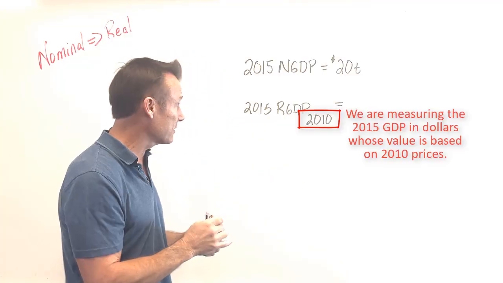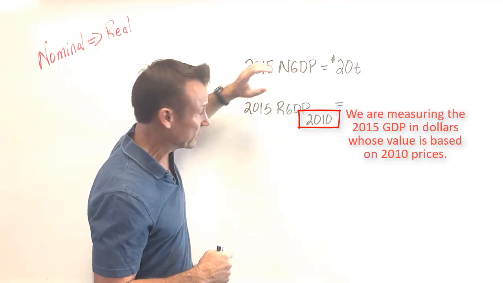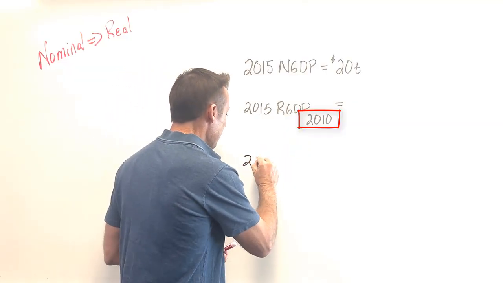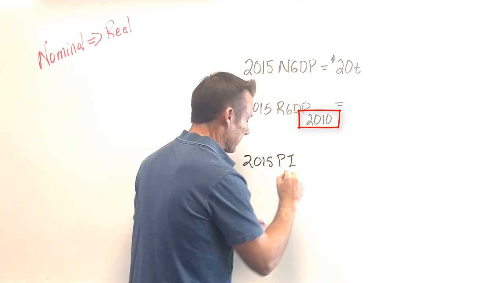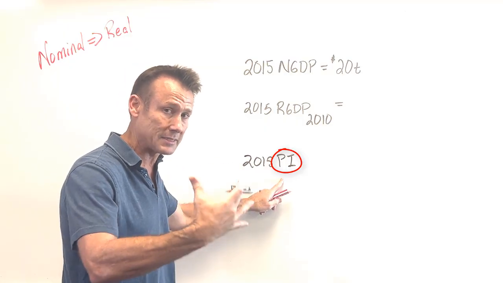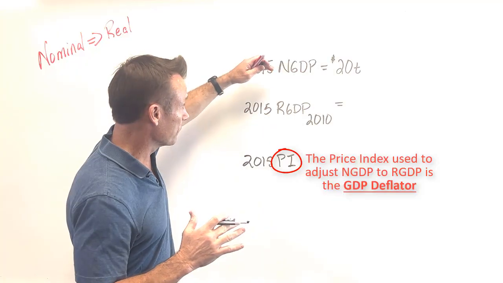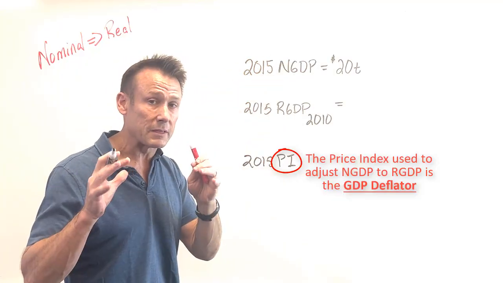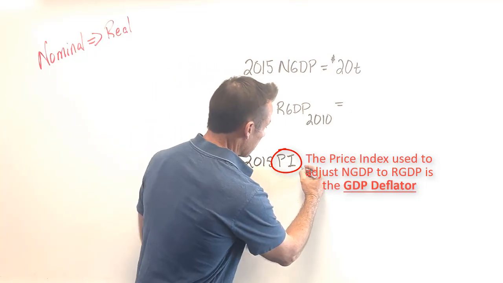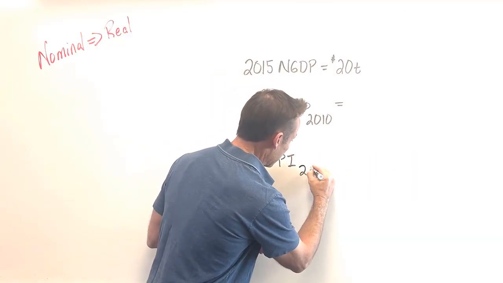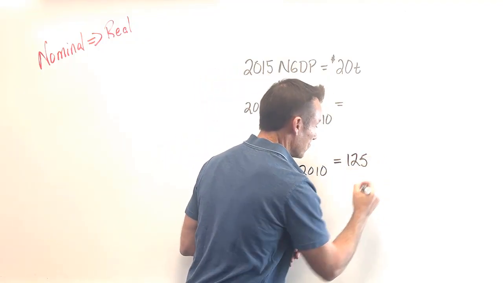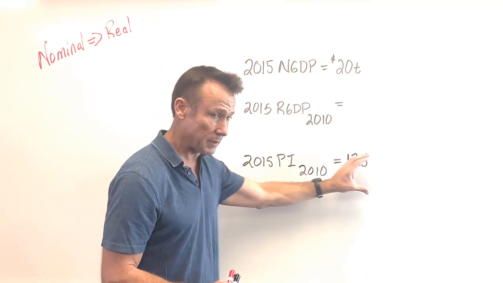Now, to make this conversion from 2015 nominal GDP to 2015 real GDP with the base year of 2010, I'm going to need the 2015 price index. That price index is probably going to be the GDP deflator. The GDP deflator is a price index. There are other price indexes out there, but that's what we're assuming, so I need the 2015 price index with a base year, of course, of 2010, and I'm going to say that the value of that is 125.